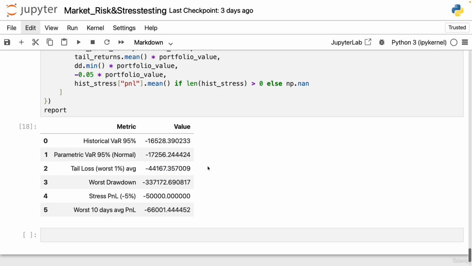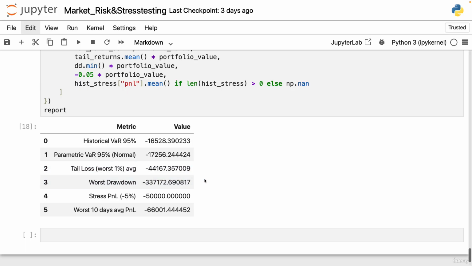The third row reports the average loss in the worst 1% of days, which is approximately minus 44,000. This number is almost 3 times larger than the VaR estimates above it. This gap illustrates a key limitation of value at risk. It tells us where losses begin to get bad, but it tells us nothing about how bad they can get once that threshold is breached.